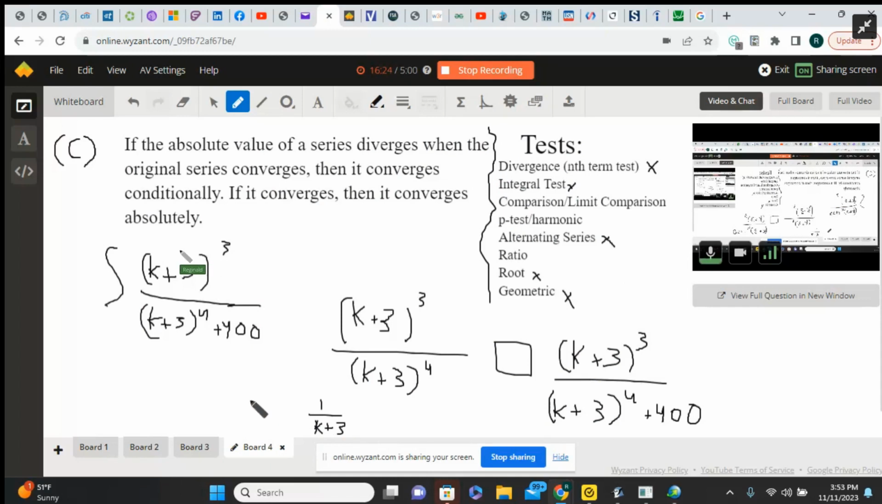Okay, so we know that 1 over k diverges because it's harmonic. So 1 over k plus 3: the larger the denominator, the smaller the number, so it's going to go this way. This thing diverges, so we don't know anything about this one. Interesting. Had this diverged, we definitely could say that this diverges, but this is larger than this one.